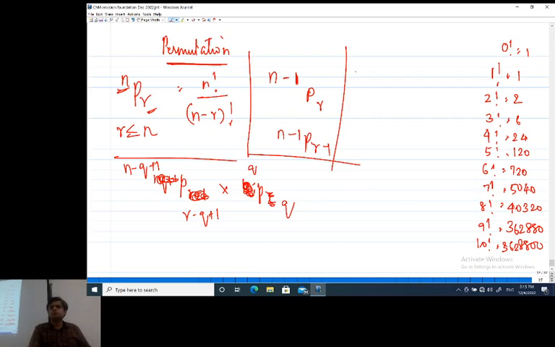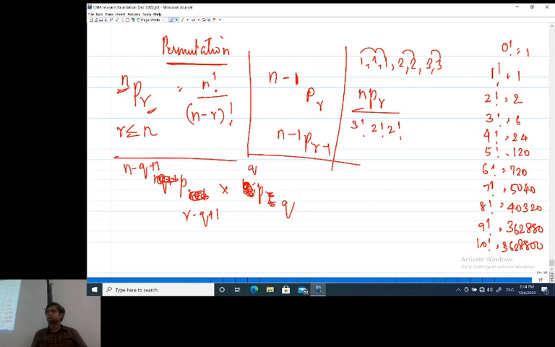இதுல இன்னொன்று, where there are duplicates: 1 1 1 2 2 3 3. Where there are duplicates available, then nPr will be divided further by every duplication factorial. 3 1s இருக்கு, so 3 factorial, 2 2s இருக்கு, 2 factorial, 2 3s இருக்கு, 2 factorial, divided by every duplication frequency factorial. புரியுதா?